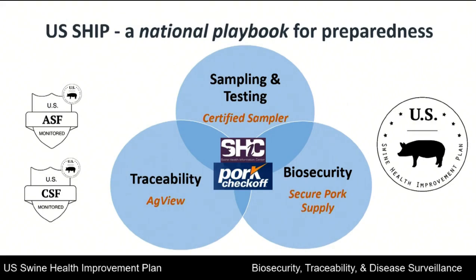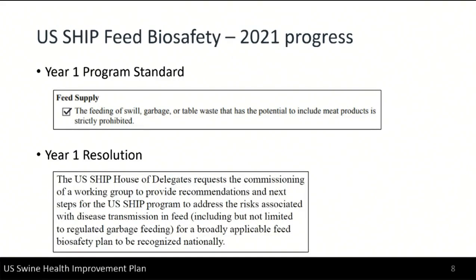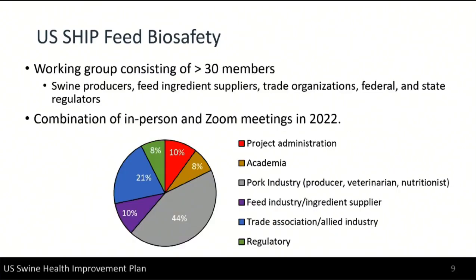Within this biosecurity bucket, we have a working group over the past couple of years that has focused specifically on feed biosecurity. The first House of Delegates meeting for the U.S. SHIP program was in the fall of 2021, and an outcome of that initial meeting was a program standard that focused on the feeding of swill, garbage, or table waste, which would not be permitted for participants under the U.S. SHIP program, as well as a resolution. That resolution essentially stated the House of Delegates sees this as an important area and wanted to continue work in the area of feed biosafety. So that's what we did.